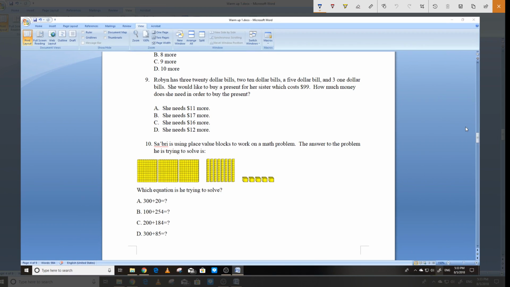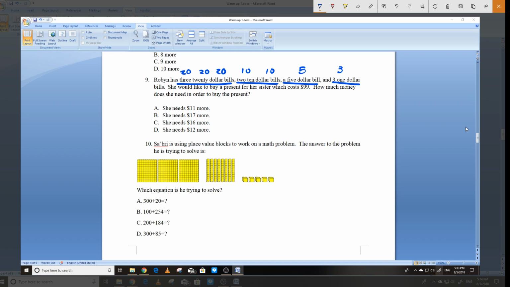Number 9 states, Robin has 3 $20 bills, 2 $10 bills, a $5 bill, and 3 $1 bills. So I always like to do it this way. 3 $20 bills, right? 20, 20, 20. 2 $10 bills, 2 tens. A $5 bill, only one $5 bill. And 3 $1 bills is just $3. The second sentence says she would like to buy a present for her sister, which costs $99. How much more money does she need in order to buy the present?